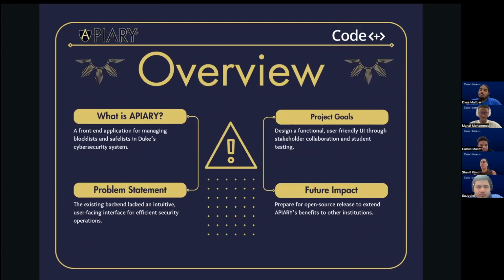So what exactly is Apiary? Apiary is a front-end application designed to manage Blocklist and Safelist within Duke's cybersecurity system. It fills an important gap in the university's security infrastructure. Blocklists are lists of domains or IP addresses that are denied access due to security risk, while safelists are trusted entries allowed through security filters. Apiary will serve as an automatic tool to manage these entries more simply.